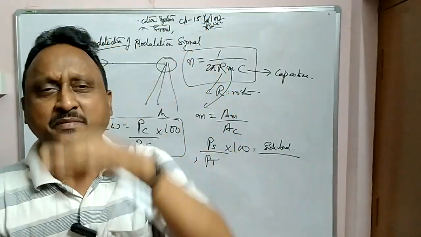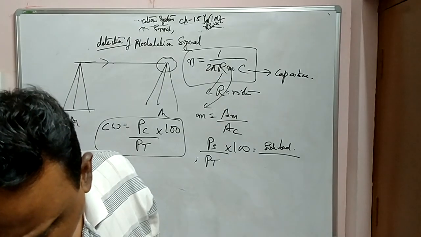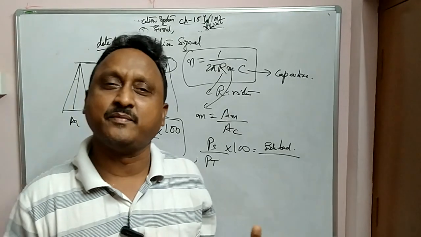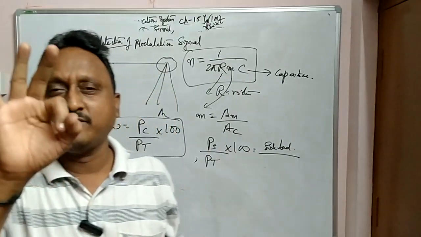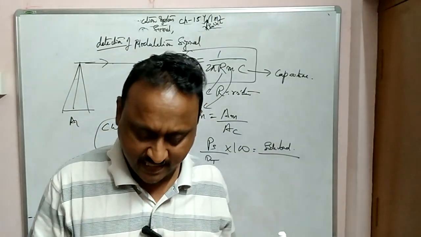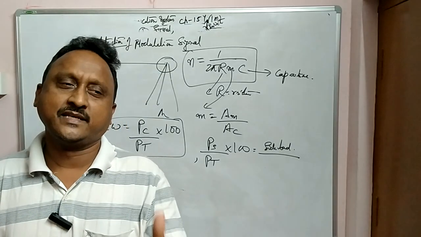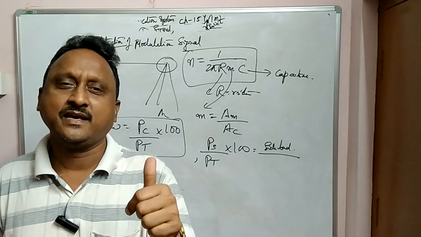Then for maximum and minimum, that maximum and minimum value I have also given for you. That is in the graph: AC plus AM and AC minus AM. You have three frequencies there: omega C, AC plus AM, AC minus AM. Clear? That's all about this chapter. Please study well. Again, we will be meeting in the next chapter.